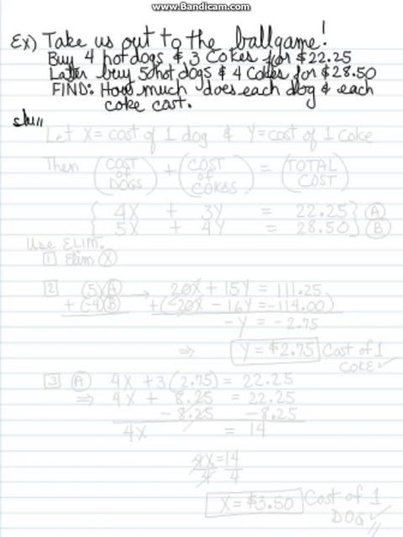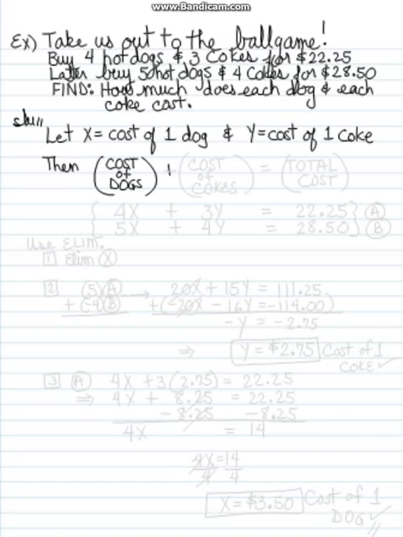We're going to start this by naming our variables. Let X equal the cost of 1 dog, and we'll let Y equal the cost of 1 Coke. Then we know that the cost of the dogs plus the cost of the Cokes equals the total cost.